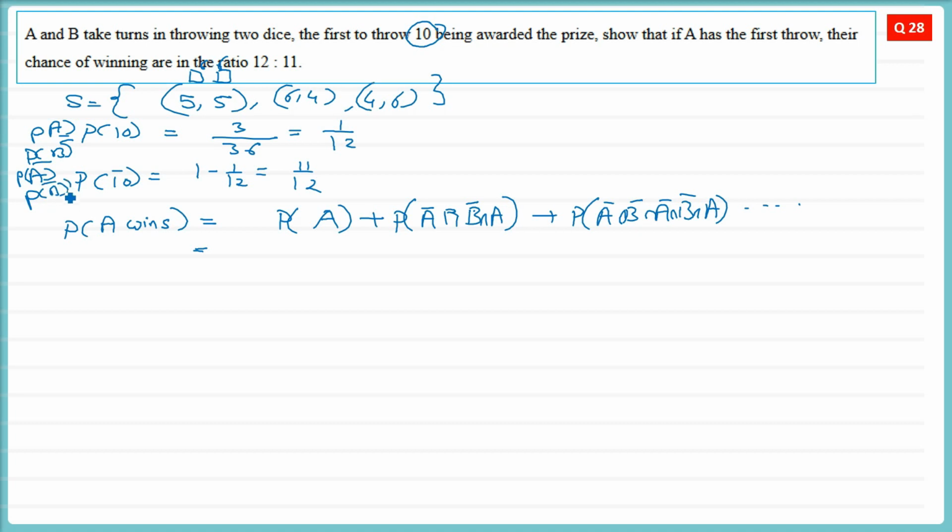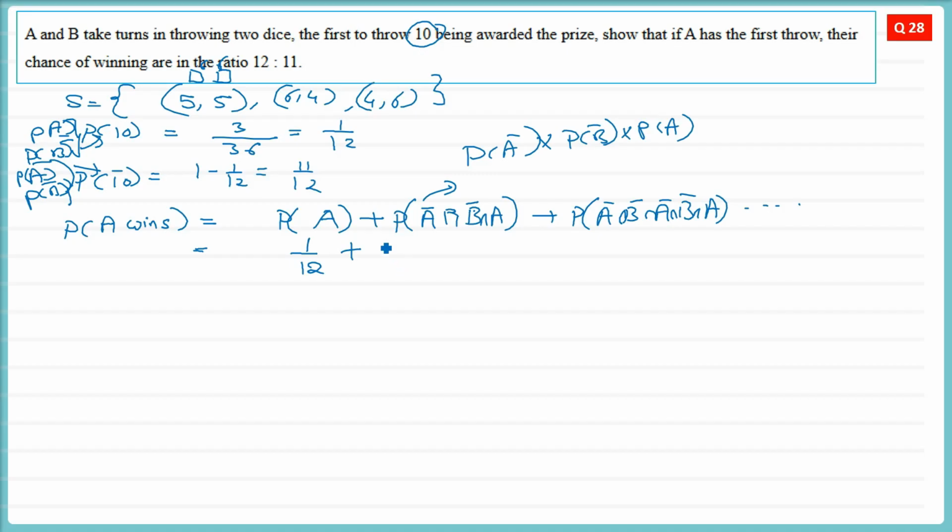P(A bar) and P(B bar) is equal to what? 11 by 12, both of them, because these are the chances of them not getting a 10. So P(A), wherever you get A and B, write 1 by 12. P(A bar), let me write it like this just to let you know what I am trying to do. P(A bar) multiplied by P(B bar) multiplied by P(A).